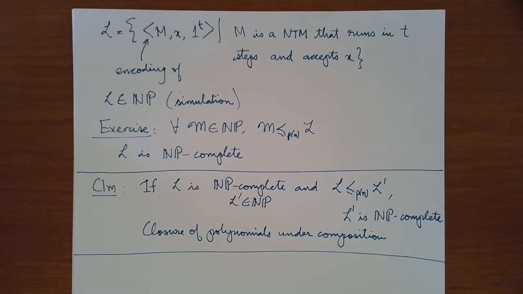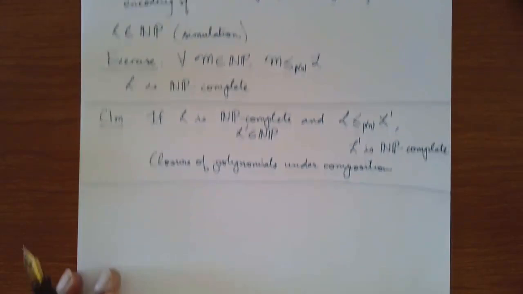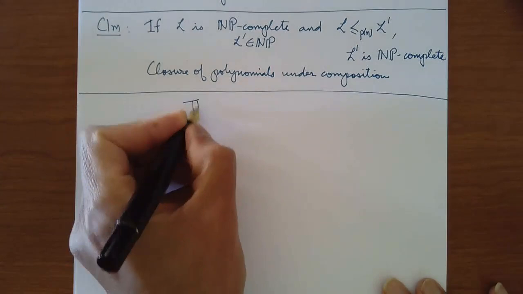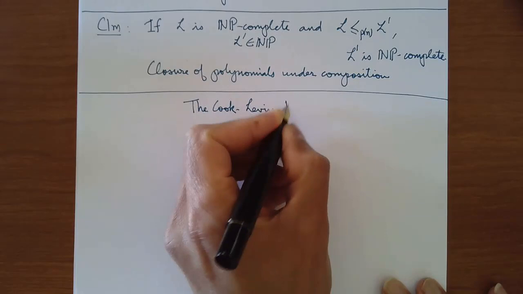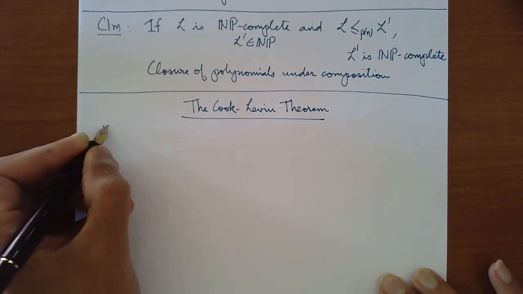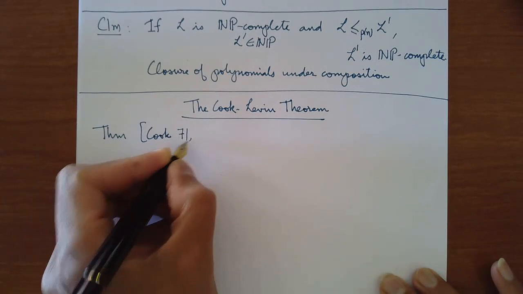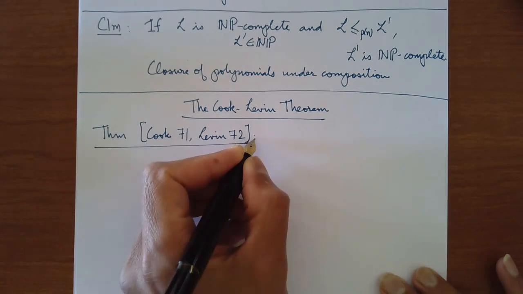All right. Now that we've discussed NP-completeness, let's move on to a specific problem that was shown to be NP-complete. This is the Cook-Levin theorem, a theorem of Cook in '71 and Levin in '72. They both independently proved that SAT is NP-complete.